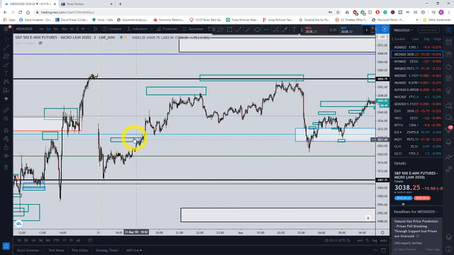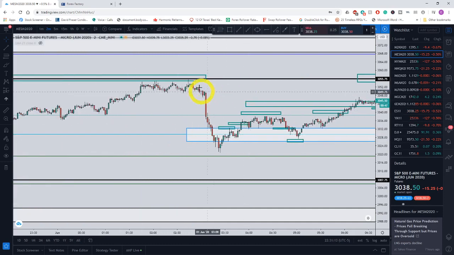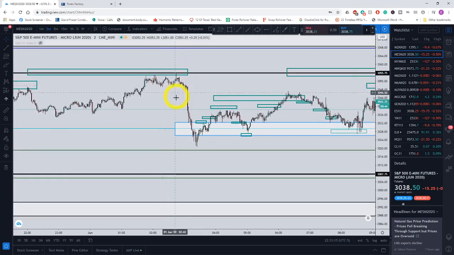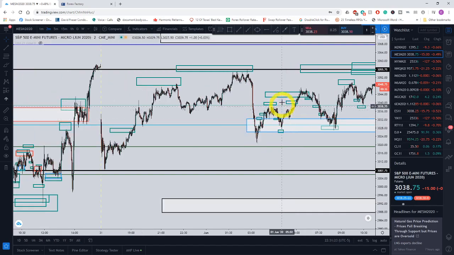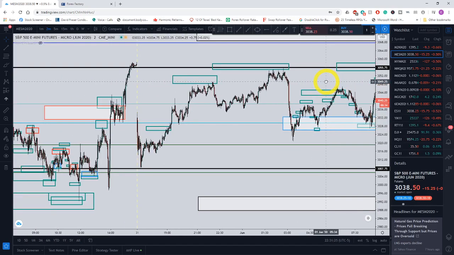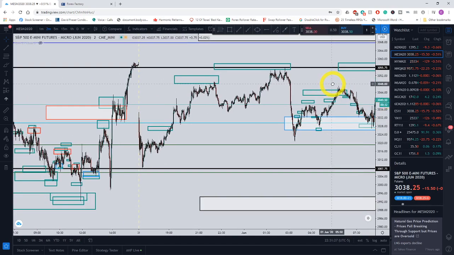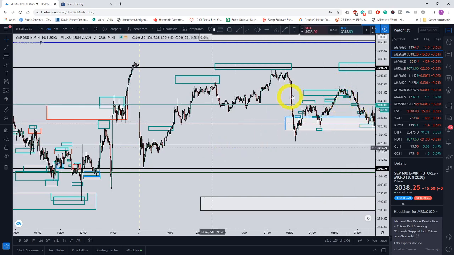And so then when price came back down, it was just waffling around right there, and then right before the market opened, 8:30 Central Time for the U.S. market, it looked like it was either going to be a range day or a down day.